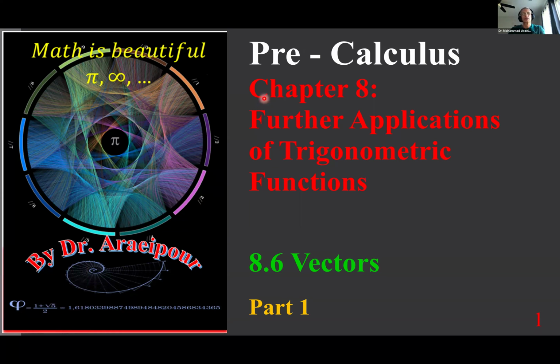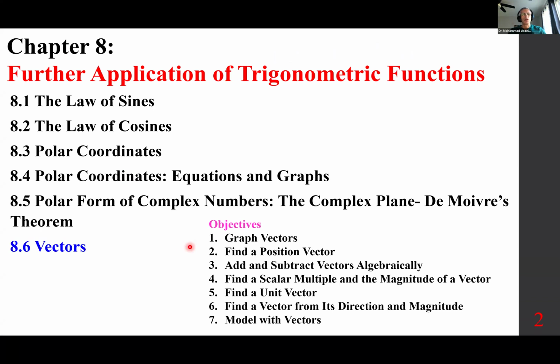Good morning, class. We are looking at Chapter 8, further applications of trigonometric functions. Here's 8.6, vectors. So we covered just about everything, and now 8.6, vectors. The objectives are: graph vectors, find a position vector, add and subtract vectors algebraically, find a scalar multiple and the magnitude of a vector, find a unit vector, find a vector from its direction and magnitude, and model with vectors.